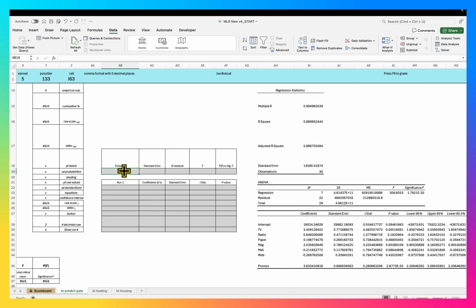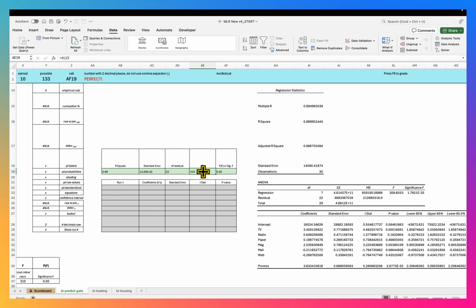There we go. All right, now your next task is to reference from this run here. So this is just a bunch of equals. So equals, there's the R squared value, equals, there's the standard error value, equals, there's degrees of freedom residual, equals, there's the F value, and equals, there's the significance F, or the probability of F.